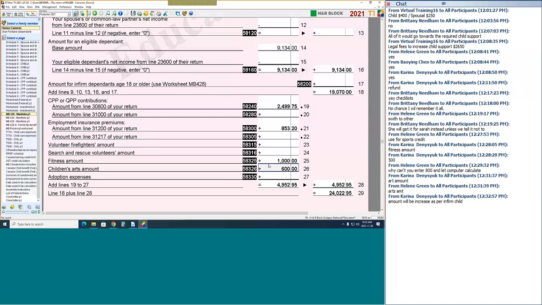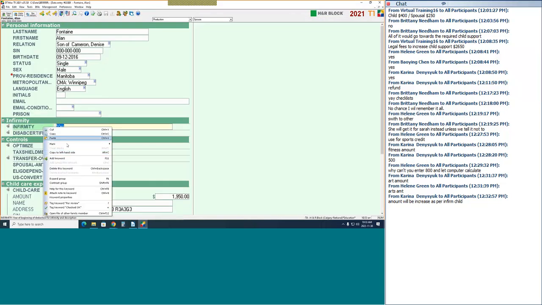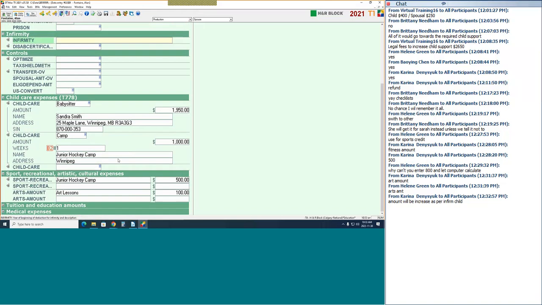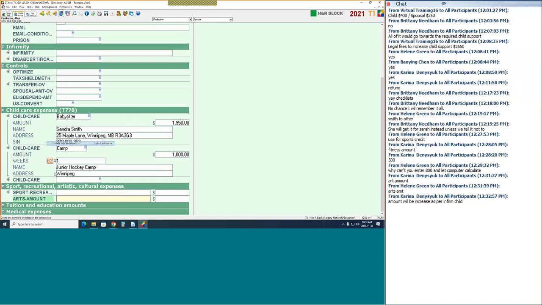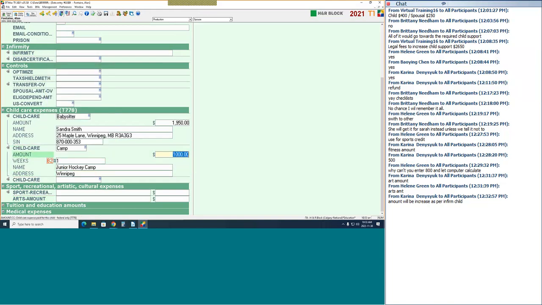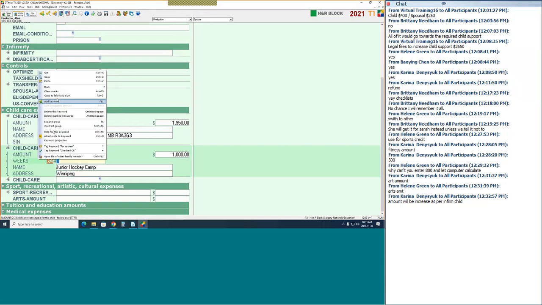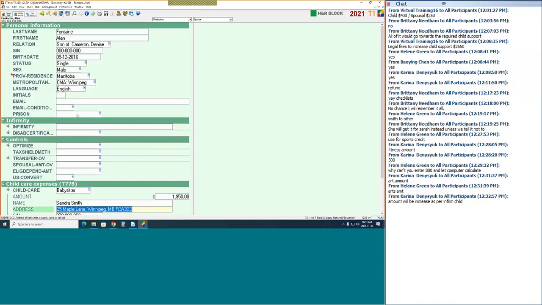Now that I've done all of that data entry, I'm going to take all of that data entry out because we're going to go back to our original case. So I'm going to take out the disability, I'm going to take out the junior hockey camp, I'm going to take out the art lessons, but this is something that you will get to practice as you go through the next practice problems. Okay, so we should now have just the babysitter, and we've taken out the infirmity, and we've taken out all of our other transfers and overrides. Should be good to go from there.